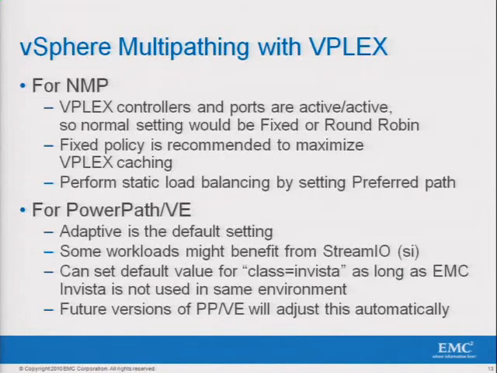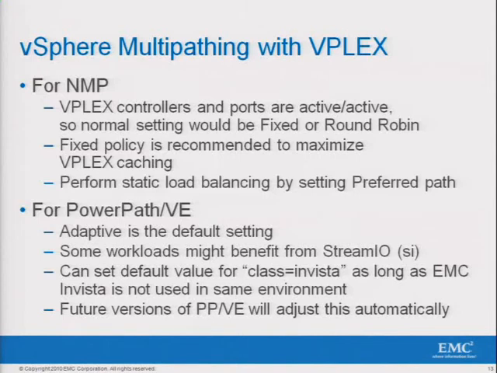Now, it is true that in a large environment, you could run into some manageability issues, manually setting the preferred path to do static load balancing across all your hosts. You can resolve that issue by using PowerPath VE, which is fully supported with vPlex. The default setting of adaptive will work fine for the vast majority of workloads. For some workloads, you might see a benefit from Stream IO, and some of these workloads are documented in some of the vPlex documentation that I'll refer you to in a moment.